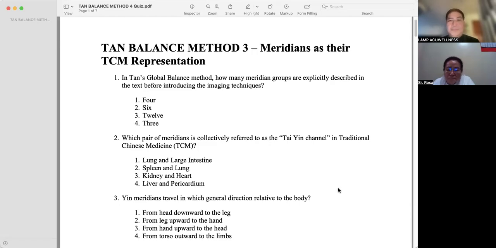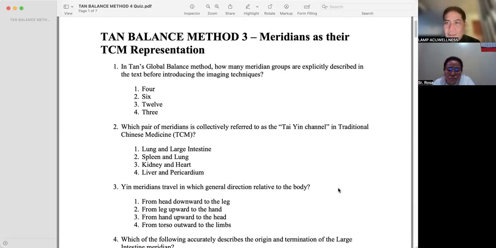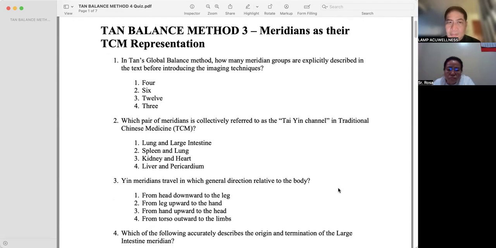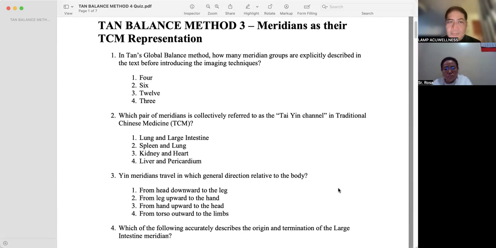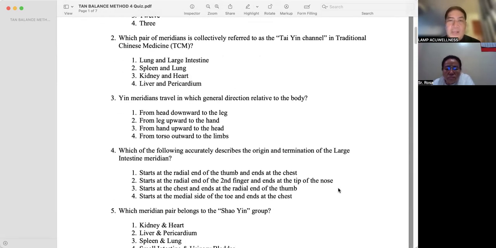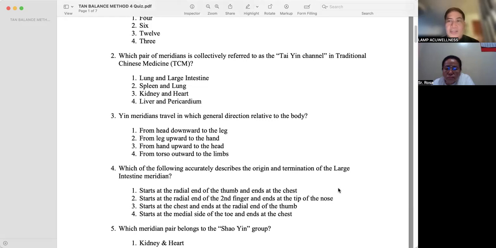Okay, Tan's global balance method, part 3, meridians as their TZM representation. Number 1, in Tan's global balance method, how many meridian groups are explicitly described before introducing the imaging techniques? 4. Four meridian groups. Which pair of meridians is collectively referred to as a tie-in channel in TCM? Spleen and lung. Spleen and lungs.